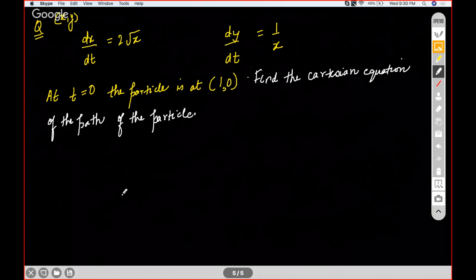Any idea, Shreya? I thought that we should integrate dx by dt and dy by dt with respect to t. But how do you integrate this with respect to t? Since you said at t equal to 0, the particle is at 0 comma 1, that means the relation between t and x should be x equal to t plus 1, which I don't think is right. No, there can be so many relations.